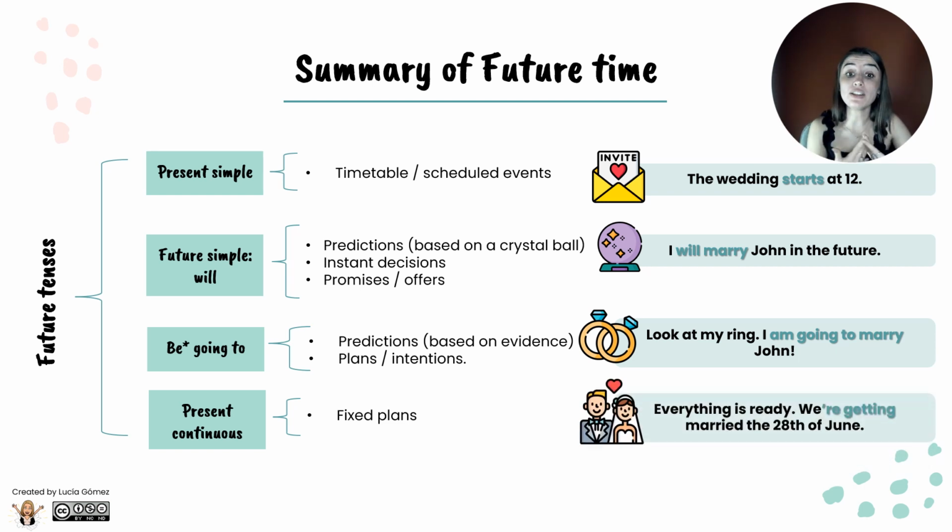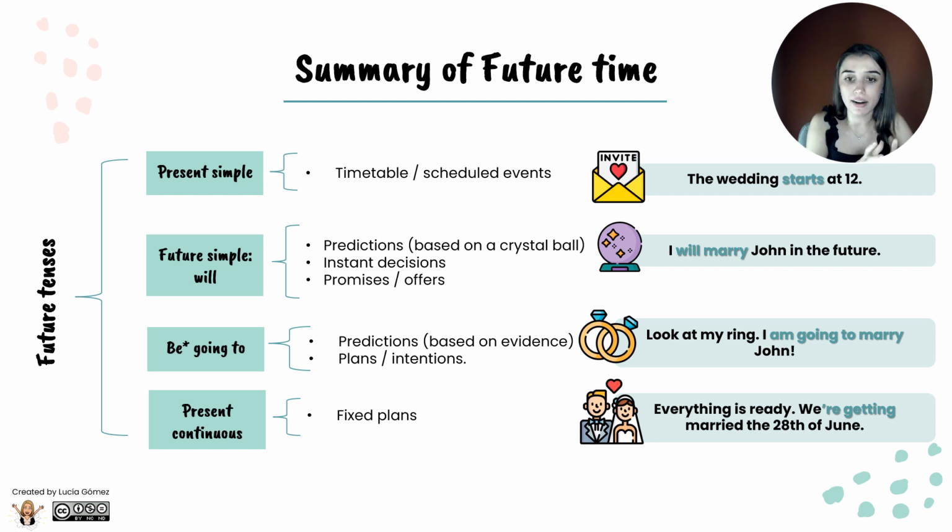Yet, if everything's ready and I am getting married the 18th of June, that means everything's ready. I have the church, I have the restaurant, I've sent all the invitations and I am getting married. Me caso 100% el día 18 porque tengo todo preparado. Remember that with the one about the rings, it was only a plan or an intention. I don't have everything ready yet, but I have it when I use the present continuous. So these are somehow the simple or the least complex tenses.